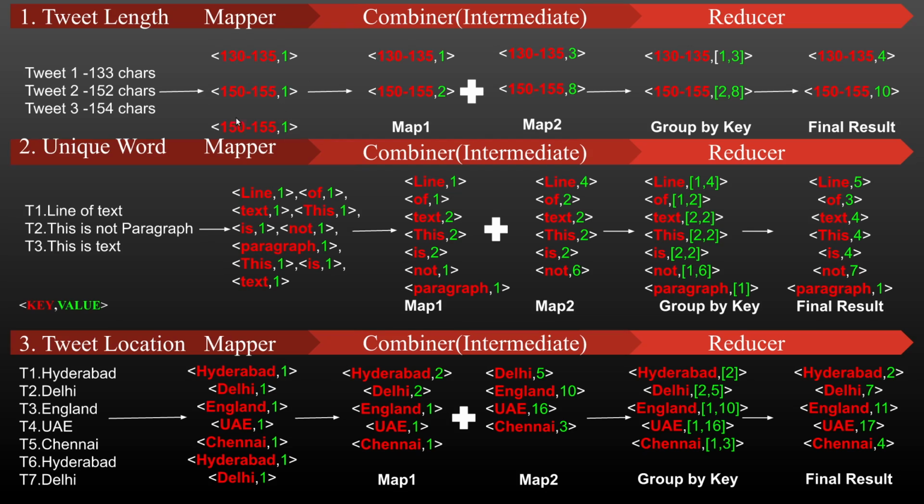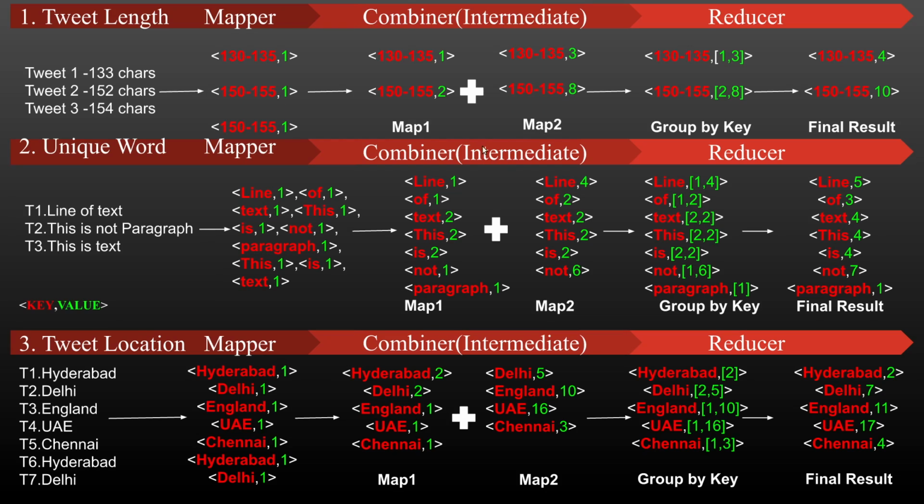What it basically does is it groups keys first and then counts them up before multiple mapper outputs are passed on to the reducer. So as an example, you can see that here 150 to 155 is the common key, which appears two times, and therefore it is being added up in the combiner phase.